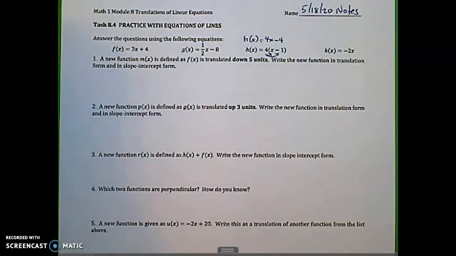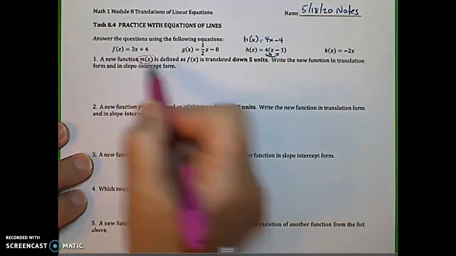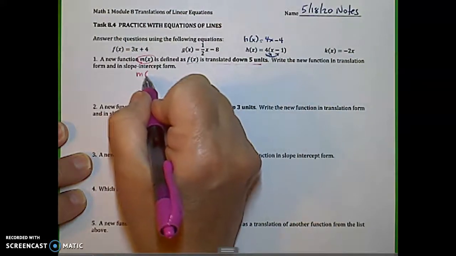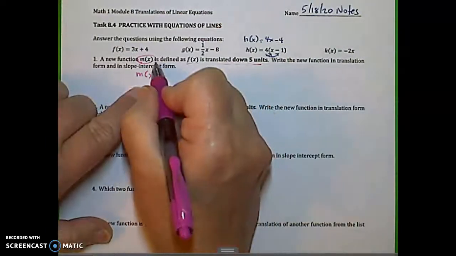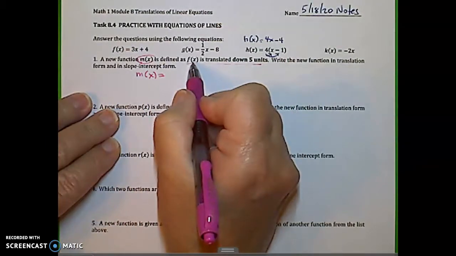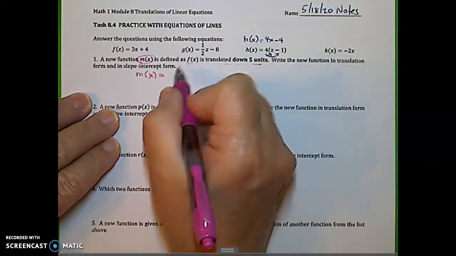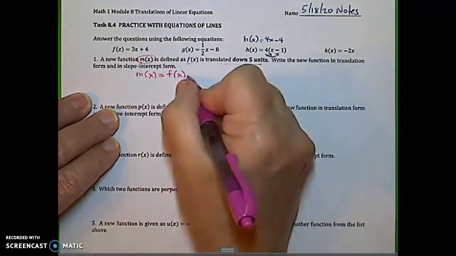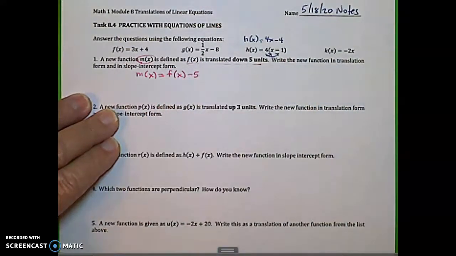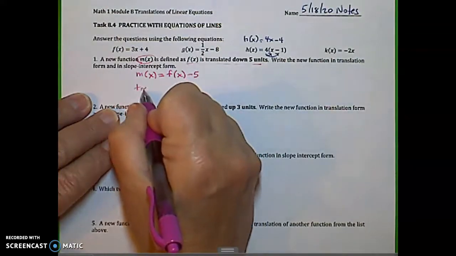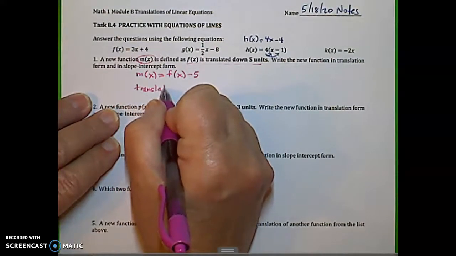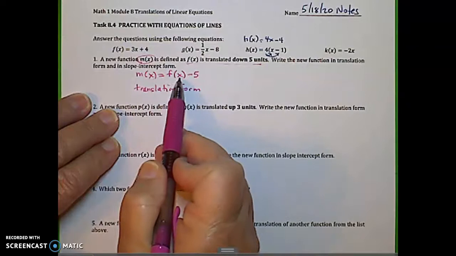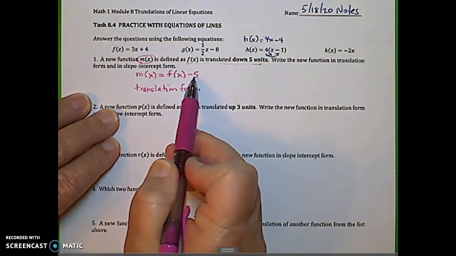Okay, we have a new function, m of x. It's defined as f of x translated down 5 units. So you need to think of it like this: m of x equals f of x translated down by 5. So you're going to start with f of x and move it down 5 units, so you're going to subtract 5 from all the values. This is called translation form. Translation form has your new function, the original function, and how much it is adjusted by.